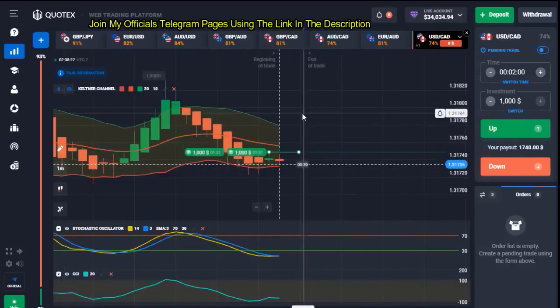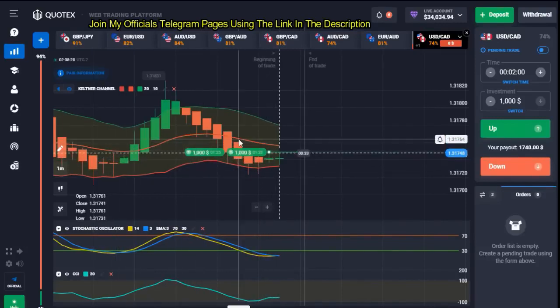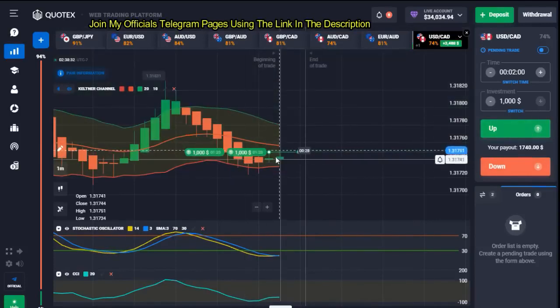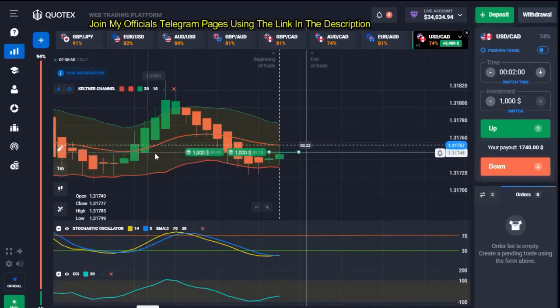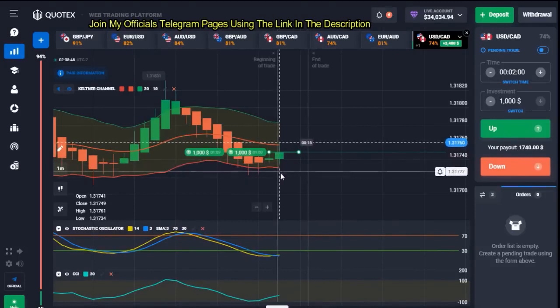We need to have the candle we are taking a trade on very far below the middle line of the Keltner channel. For example, if you are taking a trade to go up, the candle you are taking the trade on must be very far below the middle line of the channel, this red middle line here. The candle must be very far below it. That's the number one thing. Either it's really below it or out of this last line here.